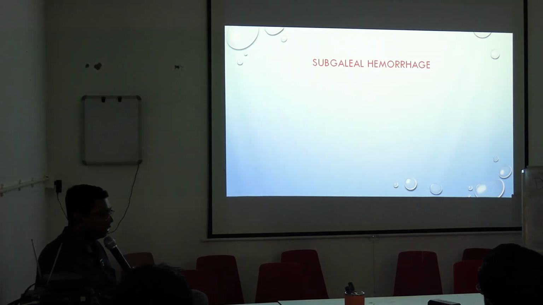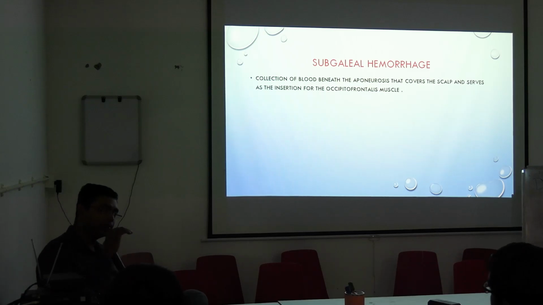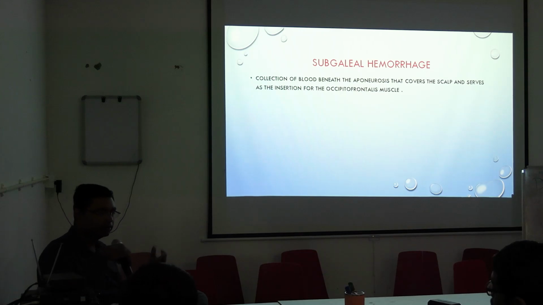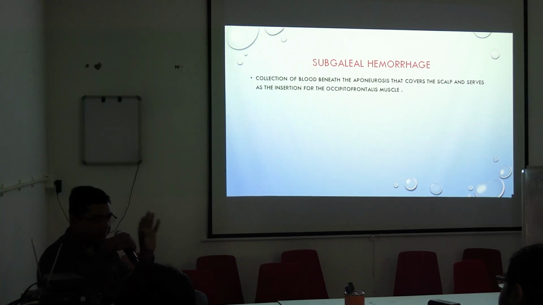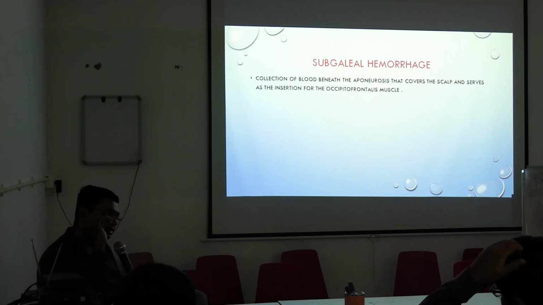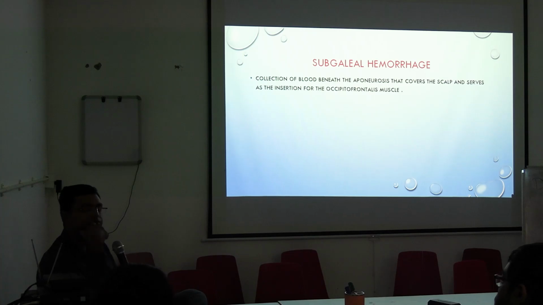Now, subgaleal hemorrhage is a collection of blood beneath the galea aponeurotica. It is usually associated with vigorous deliveries, obstructed labor and macrosomic babies. The galea aponeurotica is an attachment site of one muscle, called the occipitofrontalis. Now, in subgaleal hemorrhage, the hemorrhage can progress along the fibers of that occipitofrontalis muscle.